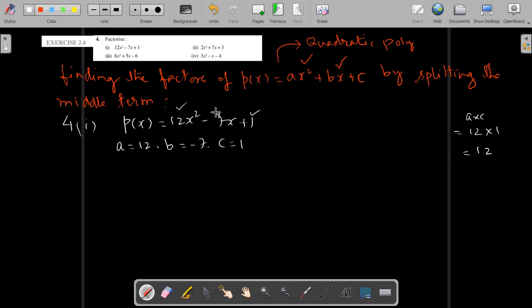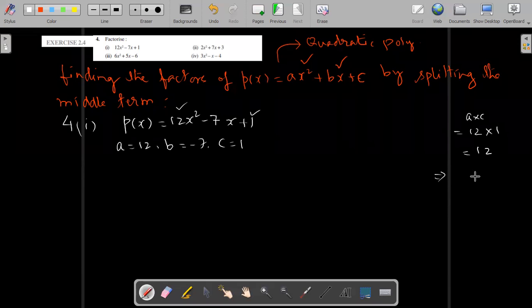Now you have to check the factors of 12 so that you can get the middle term minus 7. Then this term will be split into those factors. So how to split this 7? You will find the factors of 12. We will find the pairs of factors of 12.